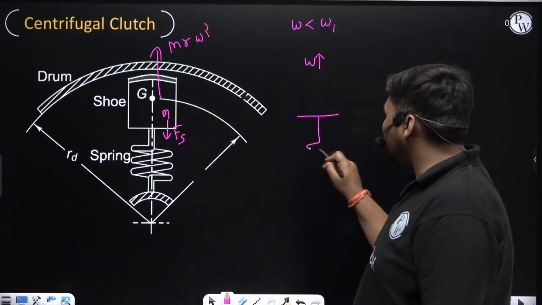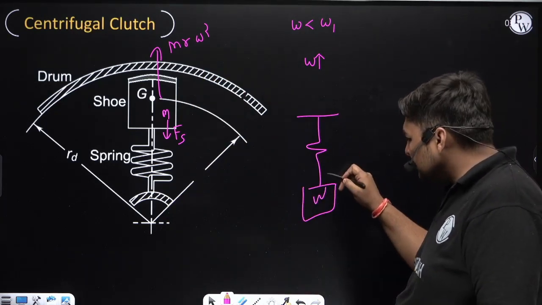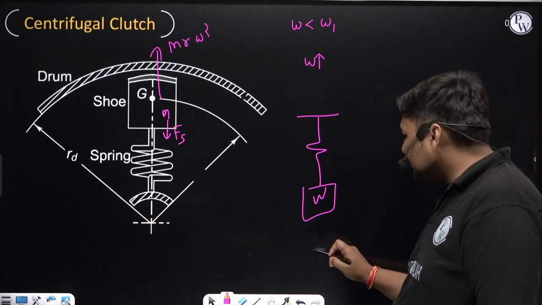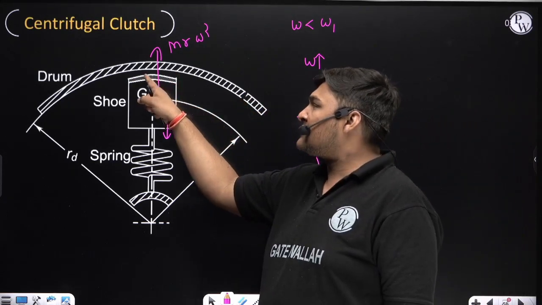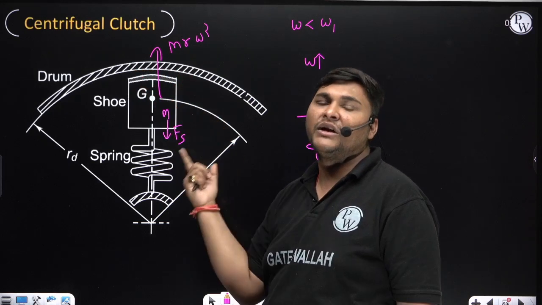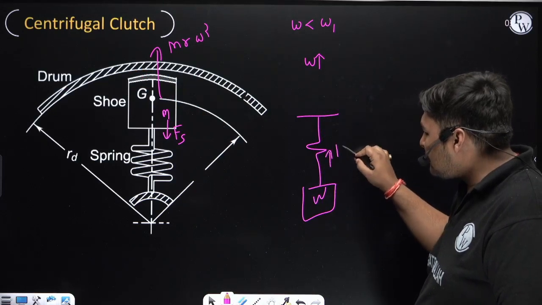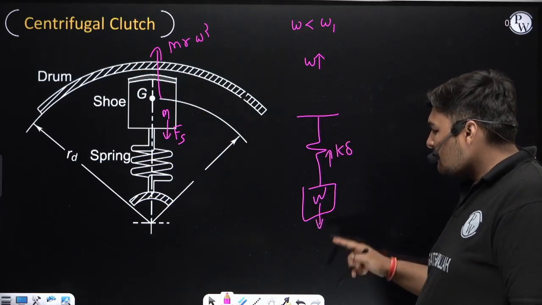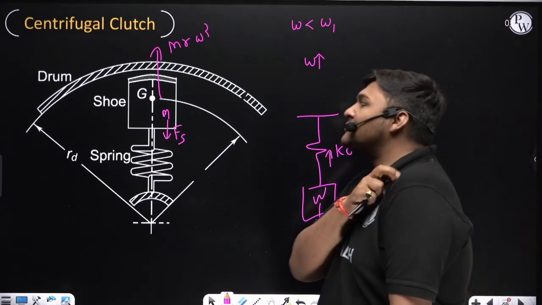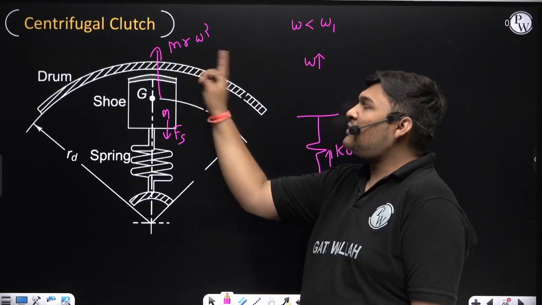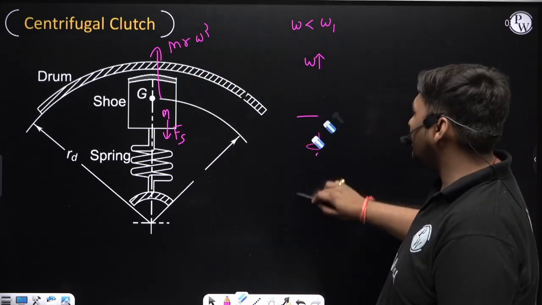It is the same as if you attach one weight W to a spring. Due to this W, the spring will try to elongate in the downward direction, and the spring can elongate freely. Like in this case, when the friction lining is not touching the drum, the spring can elongate freely. Now, up to what point will it elongate? Up to the point when the spring force gets balanced by the weight W, that means when W is equal to K delta. Similarly, till the point when the spring is elongating freely, the spring force will get balanced by the centrifugal force, because here the elongation of the spring is occurring due to centrifugal force.